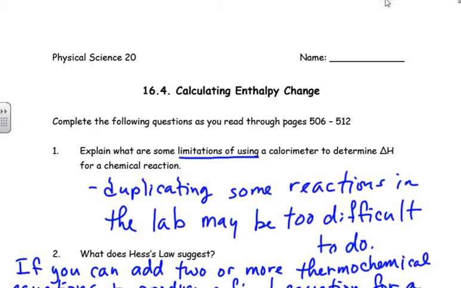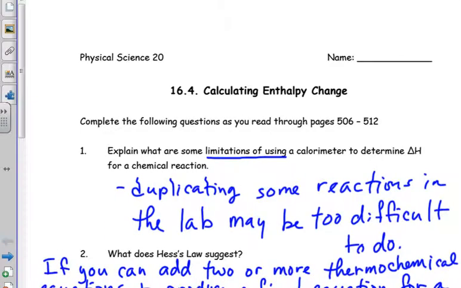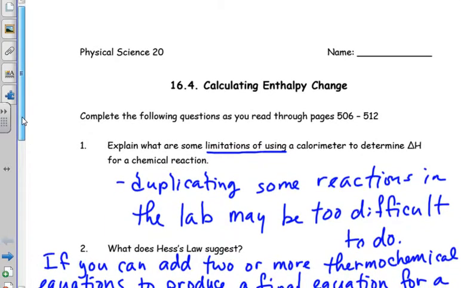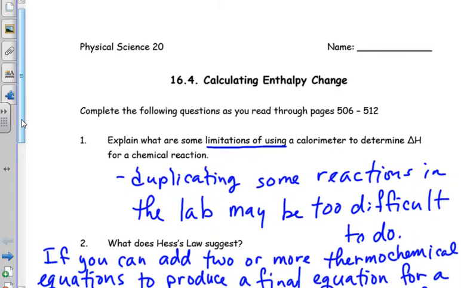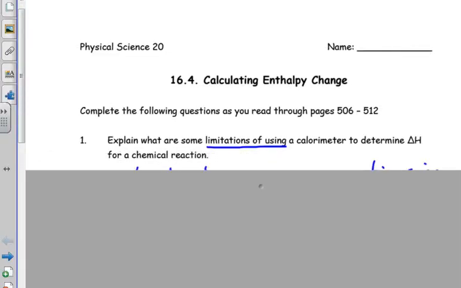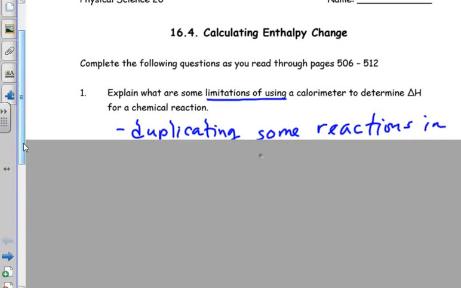Welcome, Physical Science 20. This is 16.4, Calculating Enthalpy Change. We're going to do most of this booklet together, but I'm also going to leave you with some questions to do as well, because it can be kind of tricky. So first of all, look at the first question here. We'll do this one together.